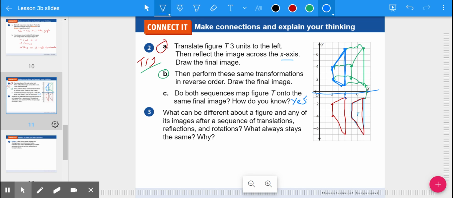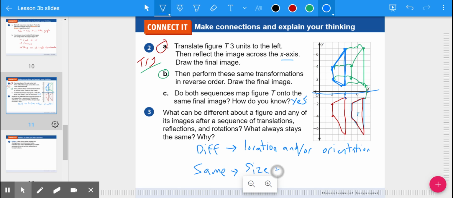So number 3 says, what can be different about a figure and any of its images after a sequence of translations, reflections, and rotations? And what always stays the same? So we've talked about this so much. What could be different? That's the location and/or orientation. Remember, it could turn or flip. How you see it could be different. But what's the same is always the size and the shape, no matter what you do to it.